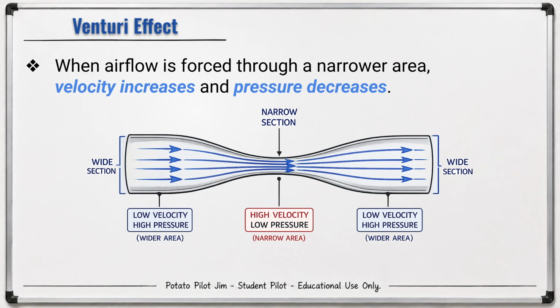Notice what happens in the narrow section of the tube. The airflow speeds up dramatically and the pressure drops. As the tube widens again, the airflow slows down and the pressure begins to recover.